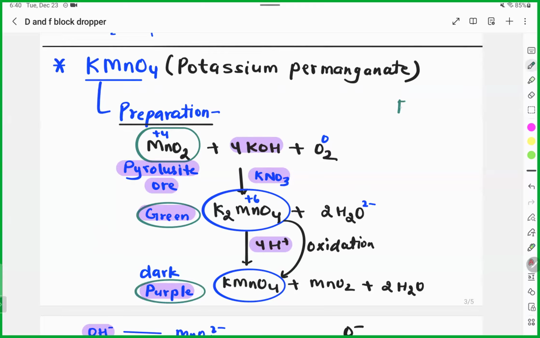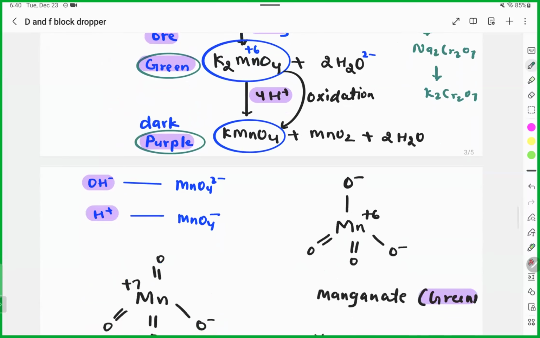Parallelly, you can also compare with how you make FeCr₂O₄ converted into Na₂CrO₄, then Na₂Cr₂O₇, then K₂Cr₂O₇, right? For comparison, preparation. Second, in case of basic medium, you will produce K₂MnO₄, means green color. In acidic medium, KMnO₄, purple color.